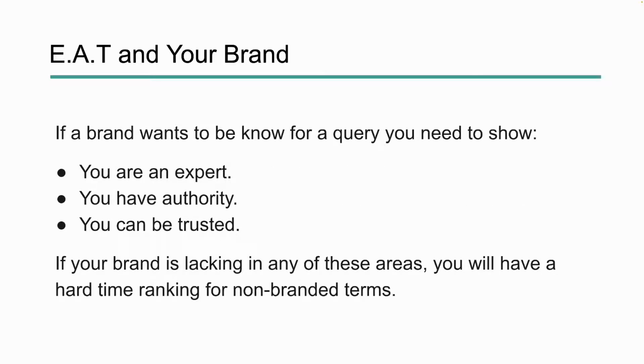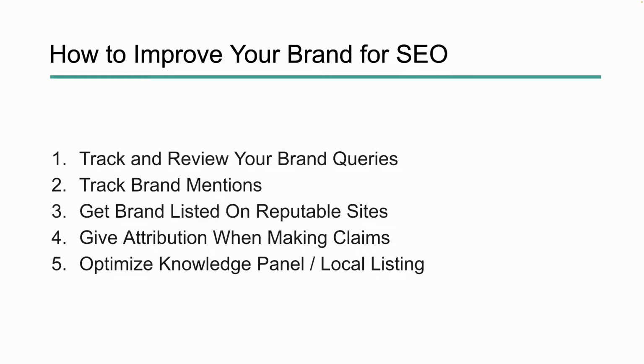So if you want your brand to be known for a query, you've got to be an expert. You've got to prove that you're an expert. You've got to have authority, and you've got to show that you can be trusted. And if your brand's lacking in these areas, you're going to have a hard time ranking for anything, not just branded terms, but non-branded terms as well. So what can you do? How can you help improve your brand SEO?